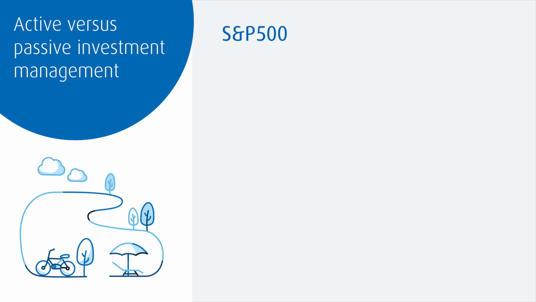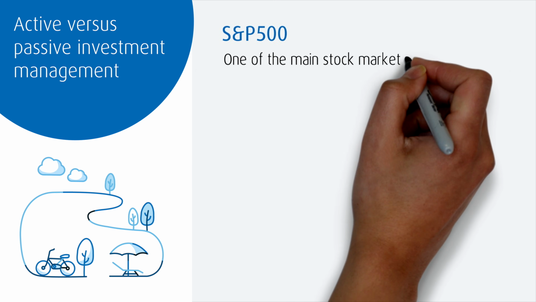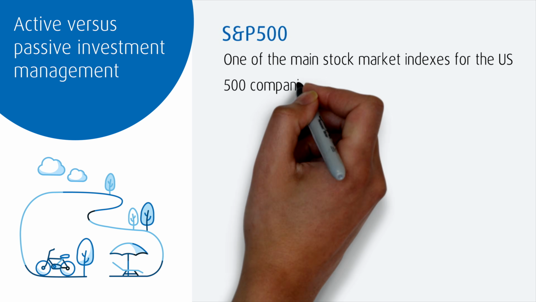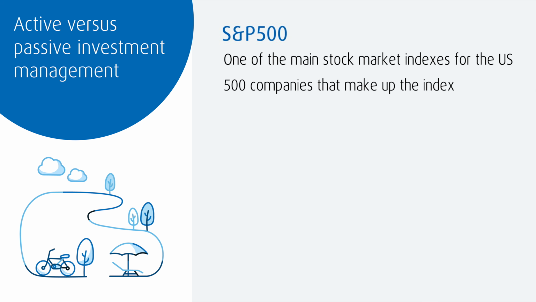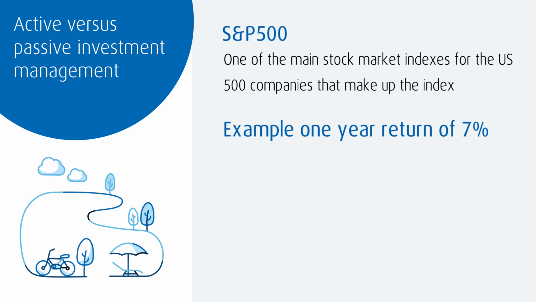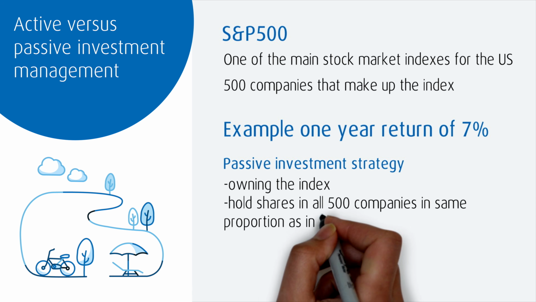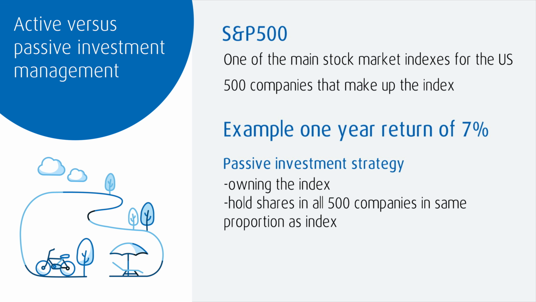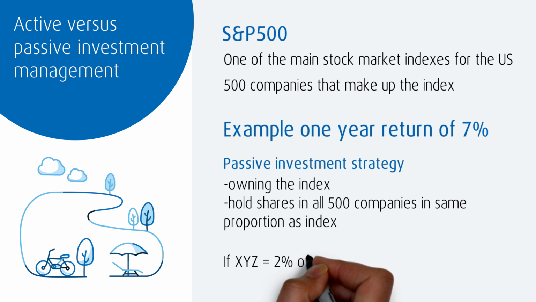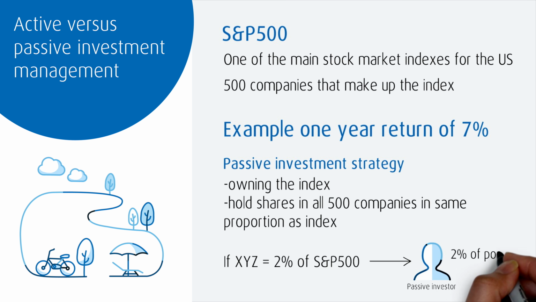If we look at the S&P 500, one of the main stock market indexes for the US stock market, there are 500 companies that make up that index. Let's say that over the course of 1 year, the S&P 500 index overall was up 7%. A passive investment strategy would involve just owning the index. That means the investor would hold shares in all 500 companies in the same proportion that they are weighted in the index. So for example, if company XYZ was 2% of the S&P 500 index, then the passive investor would hold 2% of their portfolio in company XYZ as well.